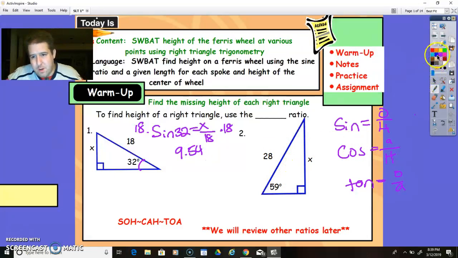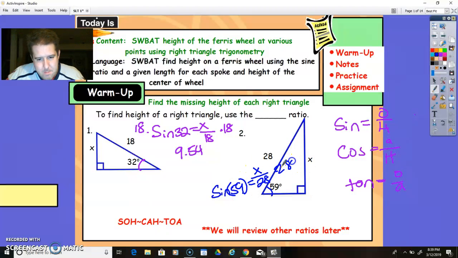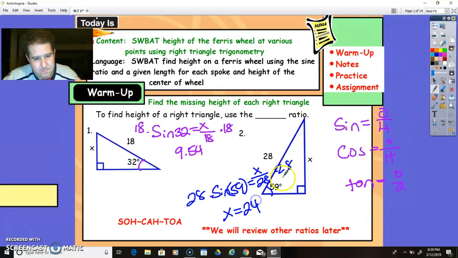Number 2 over here. Once again, I have the opposite side and I have the hypotenuse. So sine of 59 is equal to opposite over hypotenuse. Multiply both sides by 28. So I'm doing 28 times sine of 59. And I get about 24. X is 24.